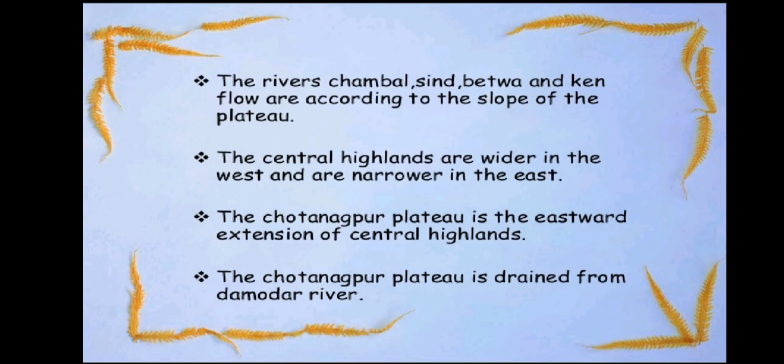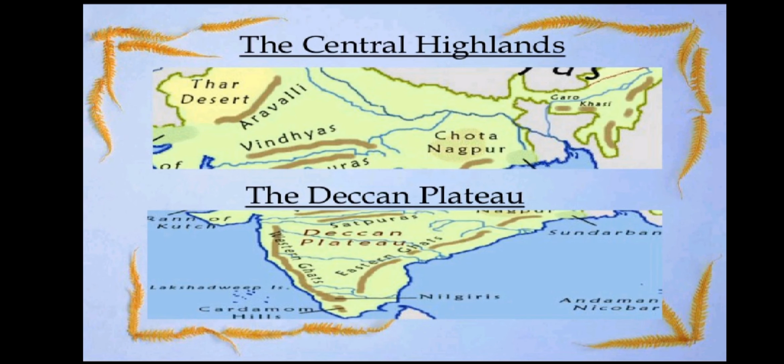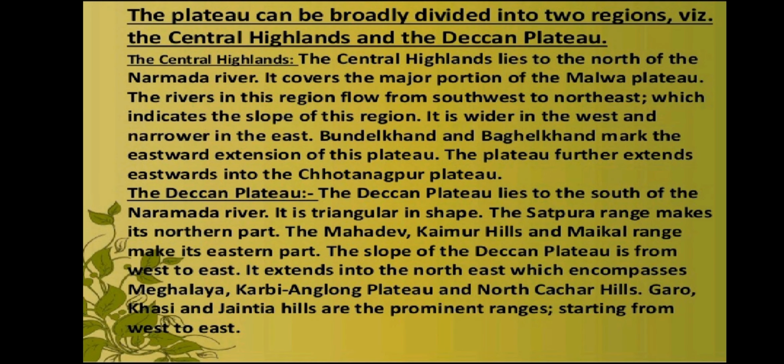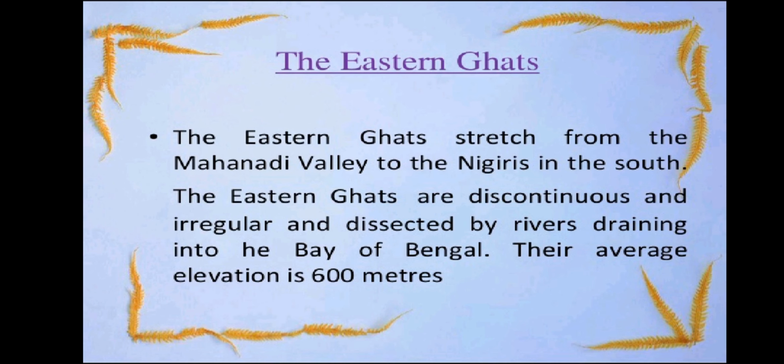Again, I would like to make you see this figure very clearly, where you can find in Deccan Plateau there is Western Ghat and Eastern Ghat. I hope it is visible to you. Western Ghat and Eastern Ghat, because after this we are going to discuss about Eastern and Western Ghats. Now, after discussing Central Highlands and Deccan Plateau, let us talk about the Eastern Ghats.